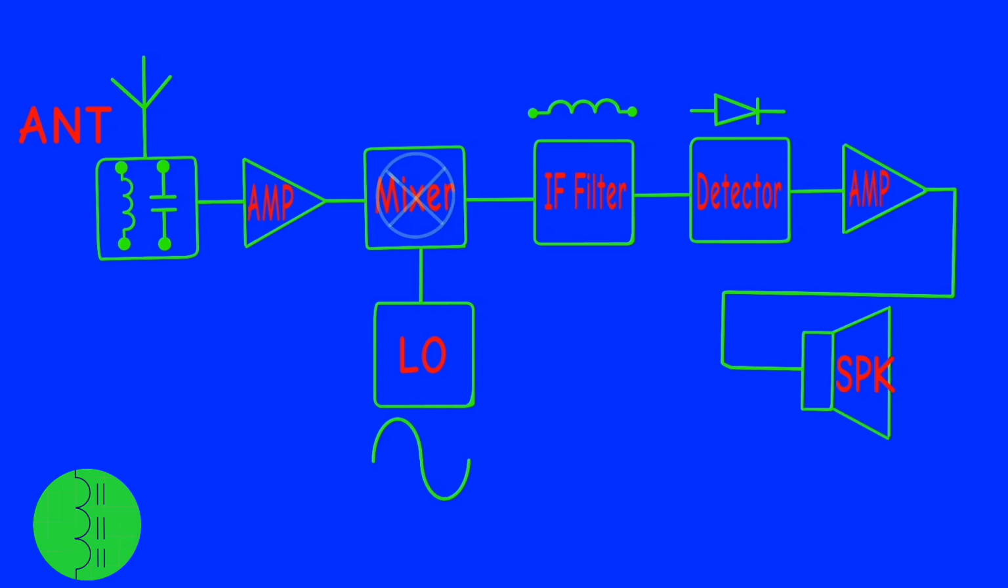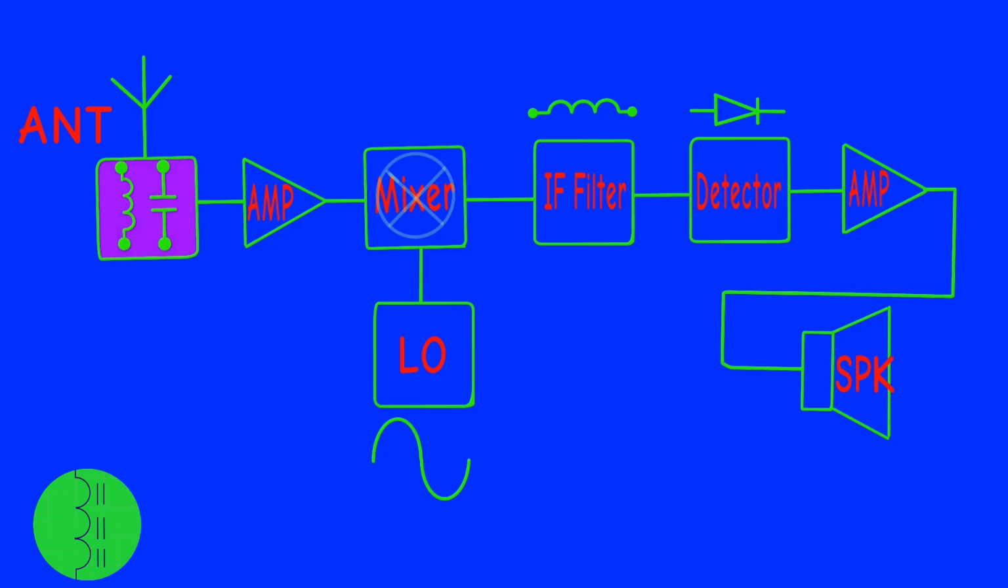The superheterodyne radio receiver is one of the most widely used architectures for AM, FM, and other types of radio reception. It works by converting the incoming radio signal, RF, to a fixed intermediate frequency, IF, where the signal can be more easily processed and amplified. Here's a detailed breakdown of the superheterodyne receiver, block by block.